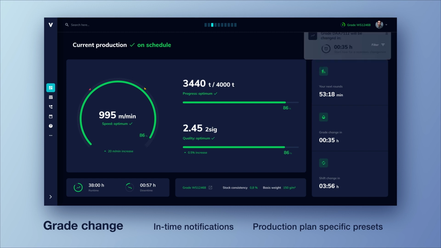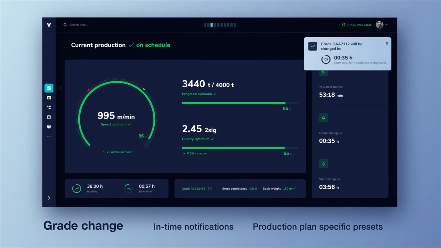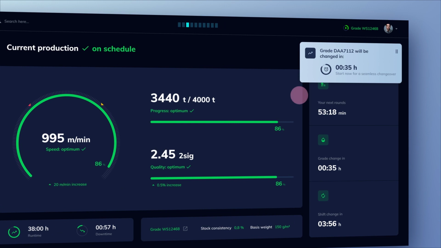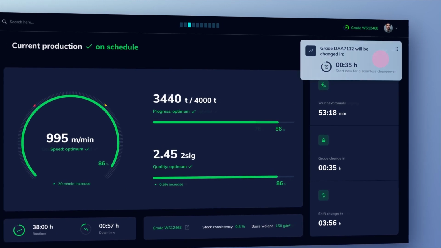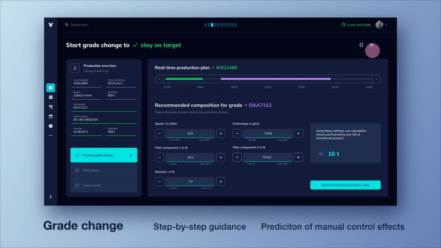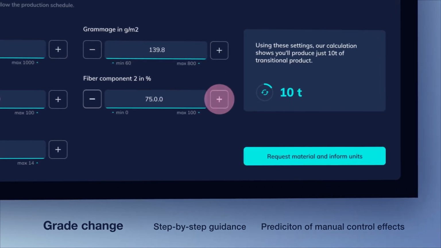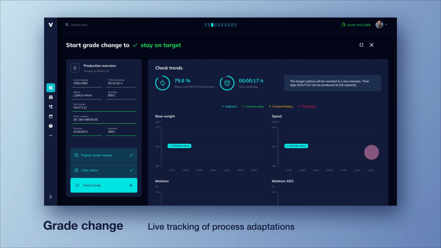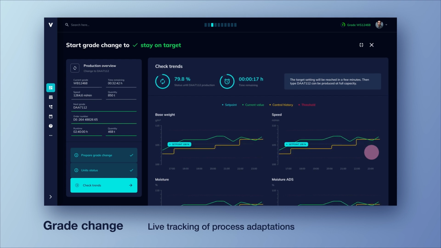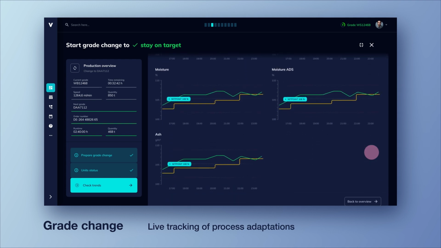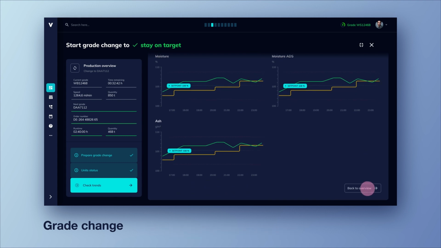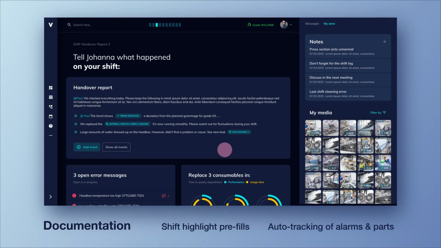A grade change is a critical process transition, demanding exact coordination in the team. In our vision, operators are notified in time and guided by the interface step by step. Communication can be handled directly through the operating interface, improving coordination and results. Digital shift reporting ensures that no piece of information gets lost.